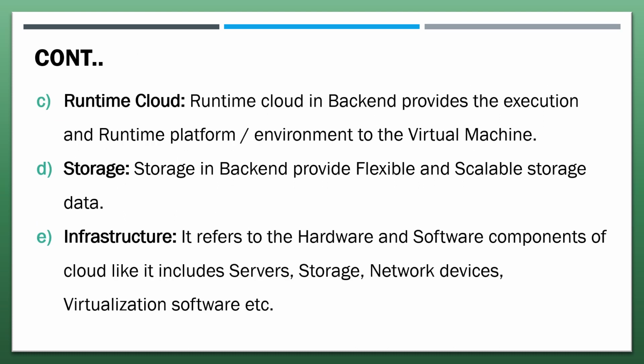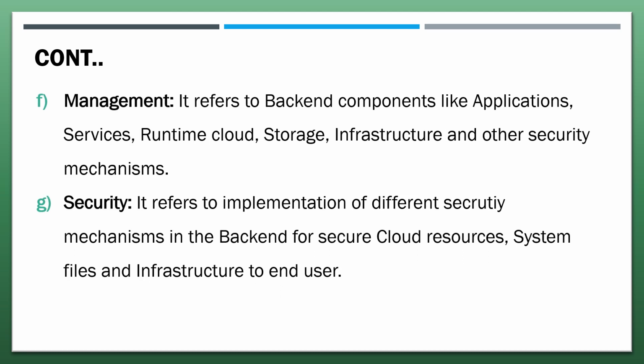C. Runtime cloud. Runtime cloud in the backend provides the execution and runtime platform environment to the virtual machine. D. Storage. Storage in the backend provides flexible and scalable storage for data. E. Infrastructure. It refers to the hardware and software components of the cloud, like servers, storage, network devices, virtualization software, etc. F. Management. It refers to managing backend components like applications, services, runtime cloud, storage, infrastructure, and other security mechanisms.